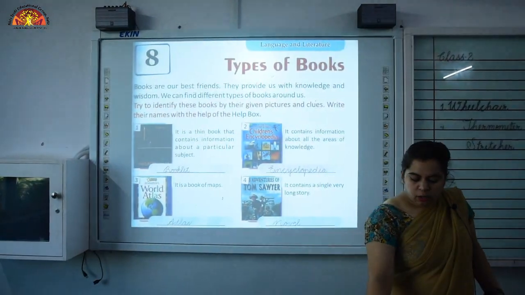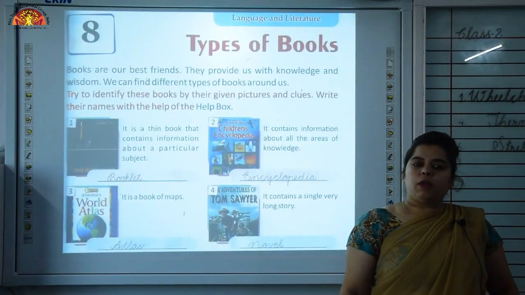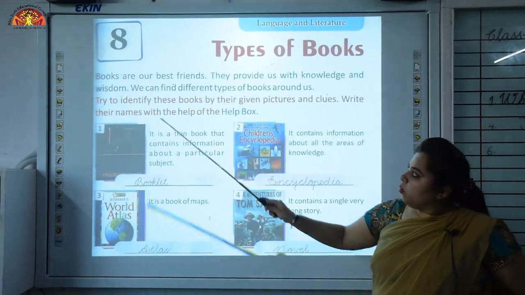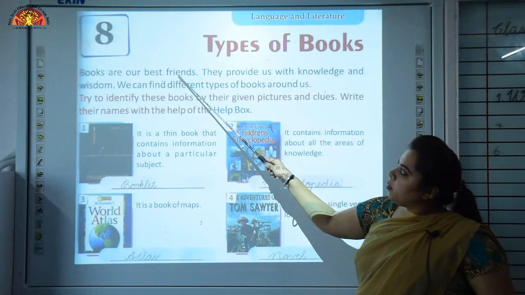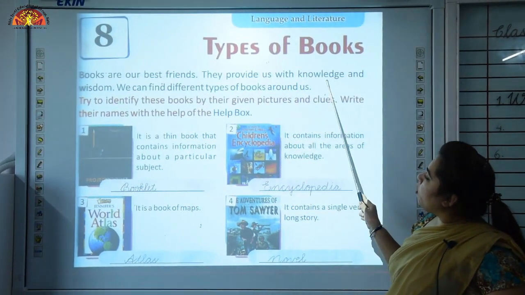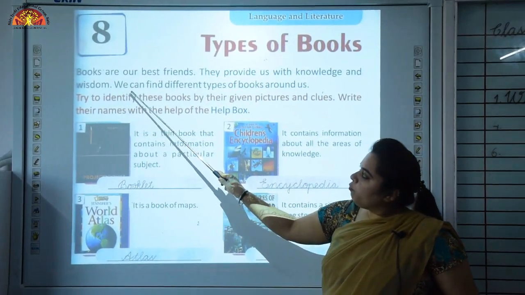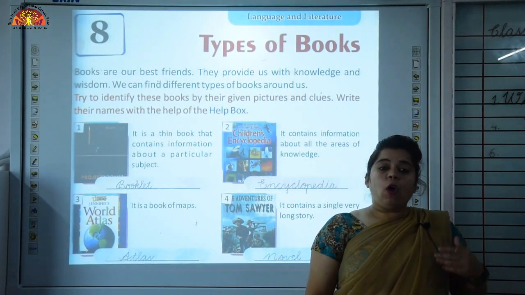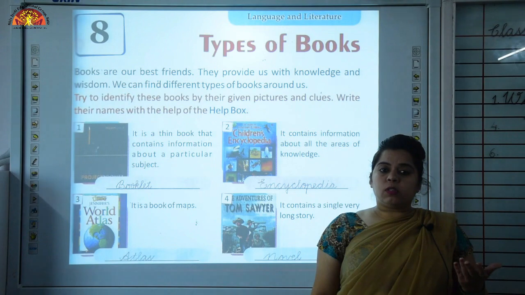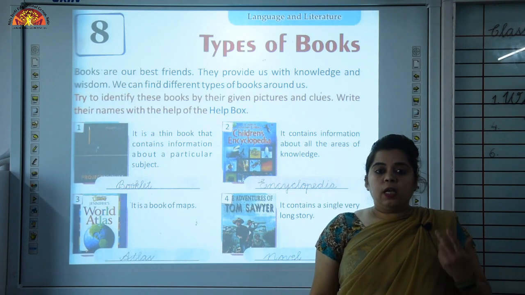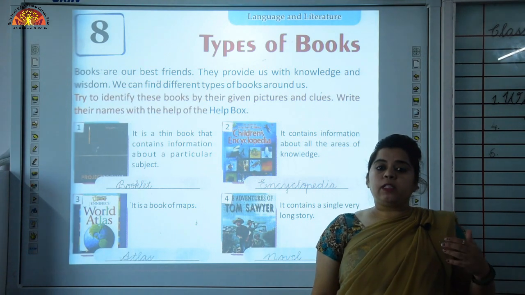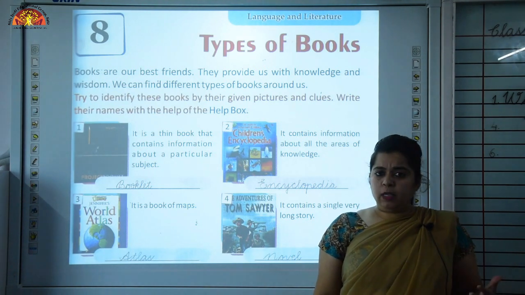So for that you have to open page number 15. Books are our best friends. They provide us with knowledge and wisdom. We can find different types of books around us. Children, we all love reading books. They provide us knowledge about different places, different variety of historical things and many more.